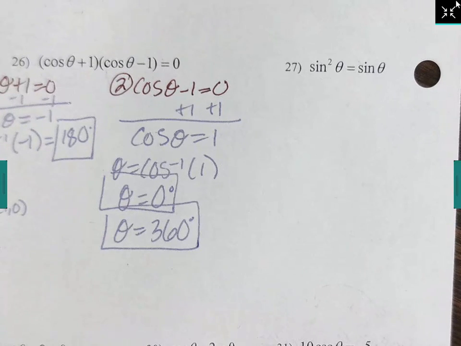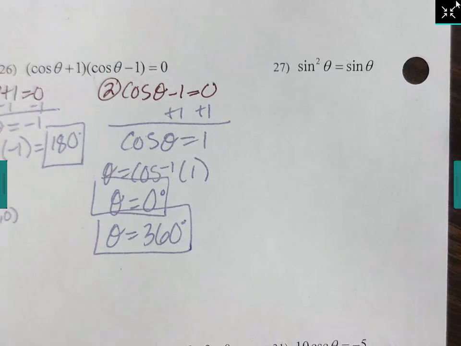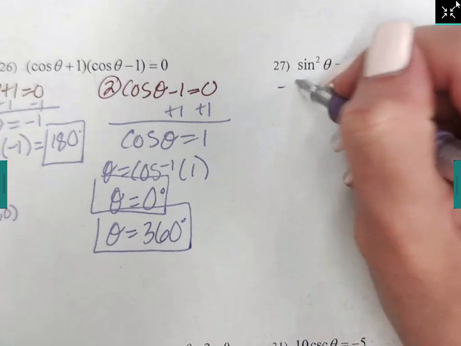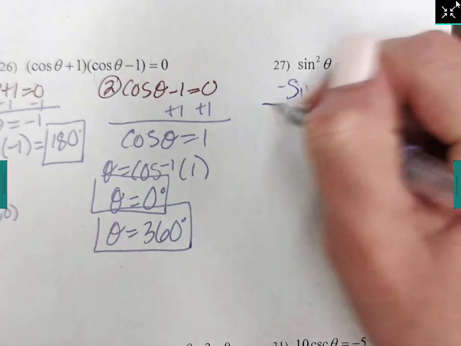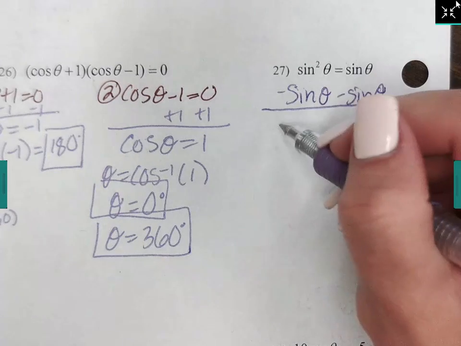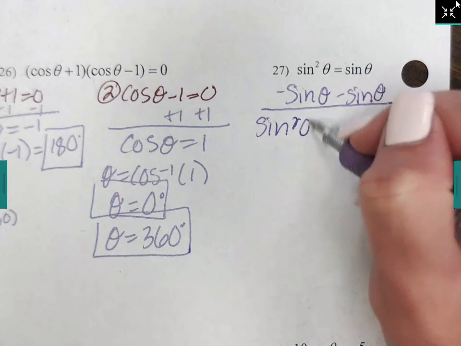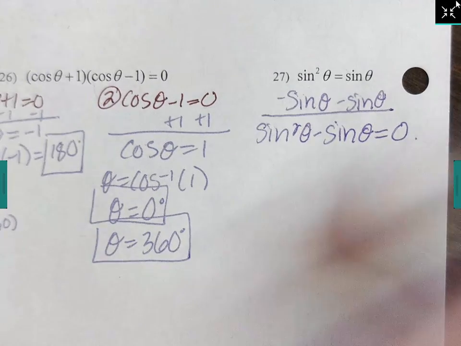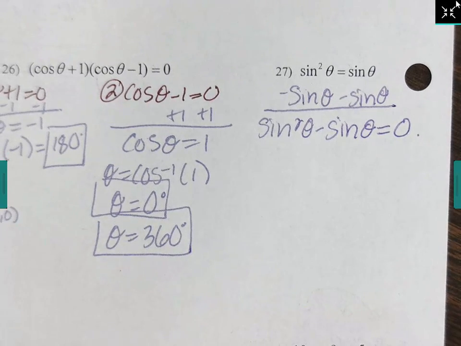On number 27, what's the first thing we want to do here? Subtract what? Sine of theta from both sides. A lot of you on your quiz tried to divide both sides by the sine of theta. That gives us sine squared of theta minus the sine of theta is equal to 0. Why can't you divide? Because then you're dividing out a solution that you forgot you had.